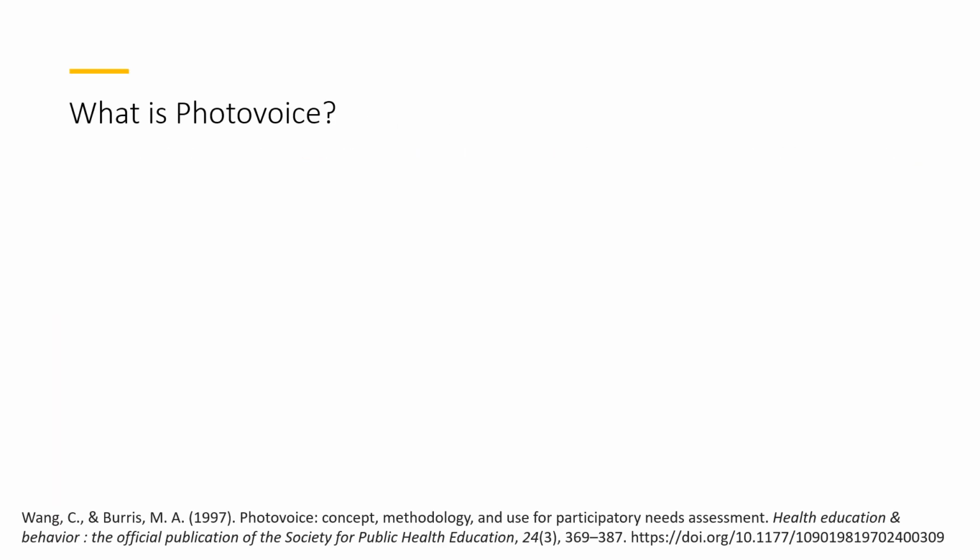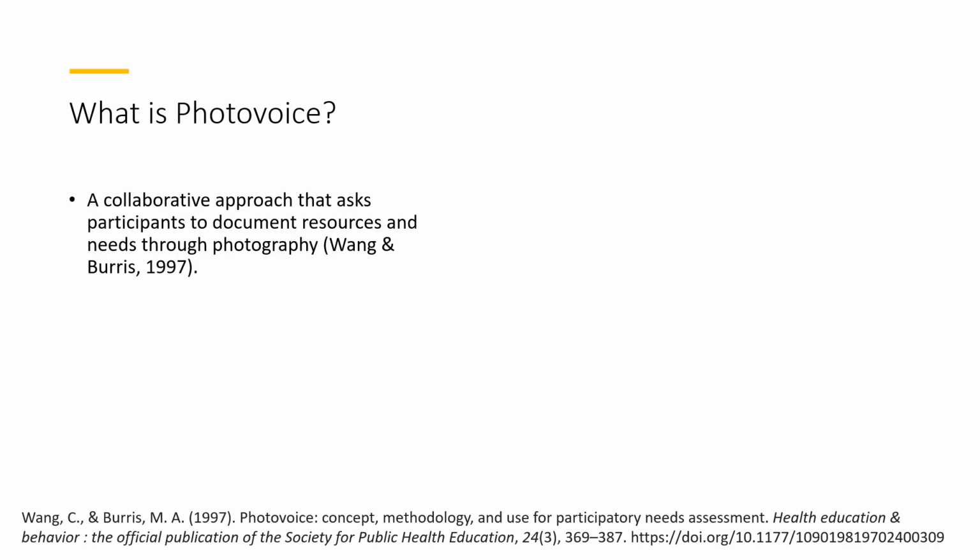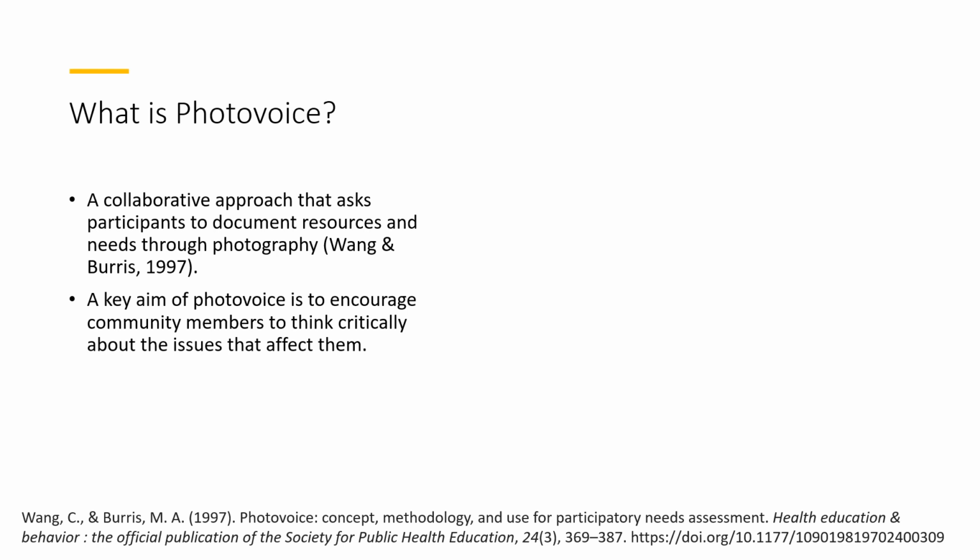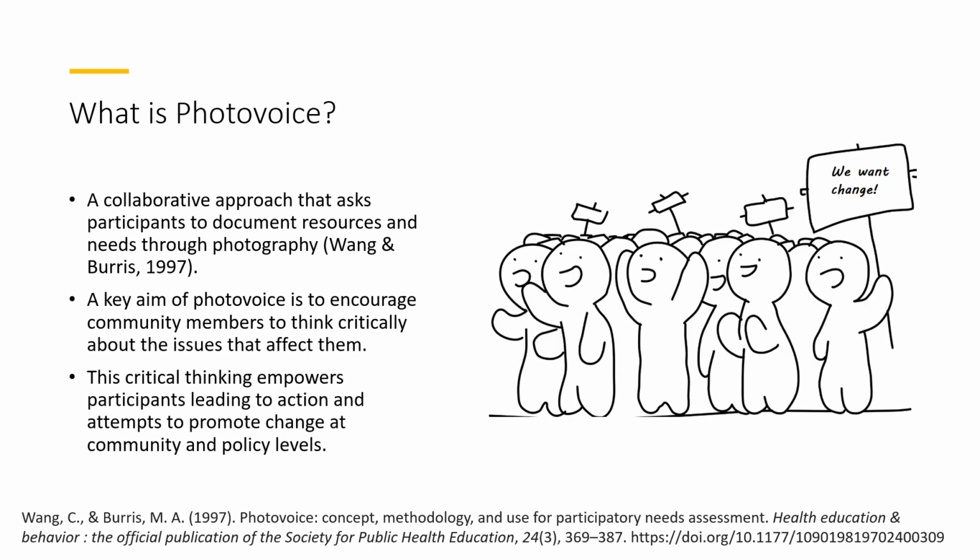Photo voice and photo-elicitation are often confused. Photo voice is actually quite a different approach. It began with the work of Wang and Burris in 1997. This collaborative approach was asking participants to document resources and needs within their communities through photography. A key aim of this approach is to encourage these community members to think critically about the issues that are affecting them. And ultimately, Photo Voice aims to use this critical thinking to empower the participants and people involved in our research to action change at both community and policy levels.